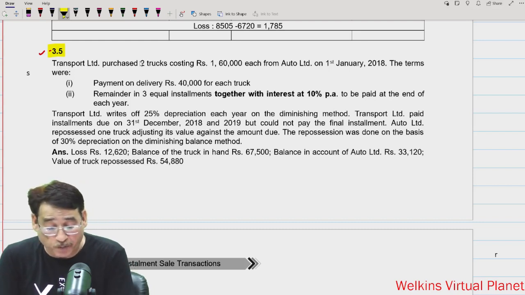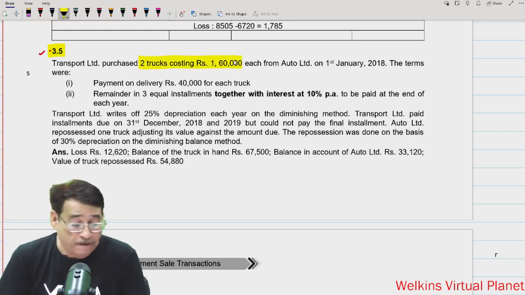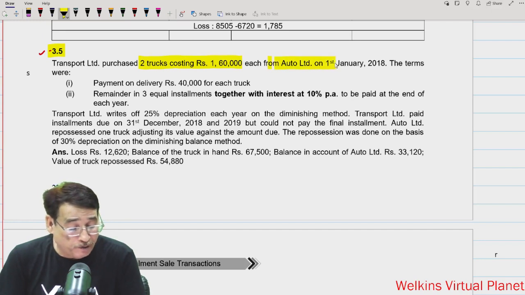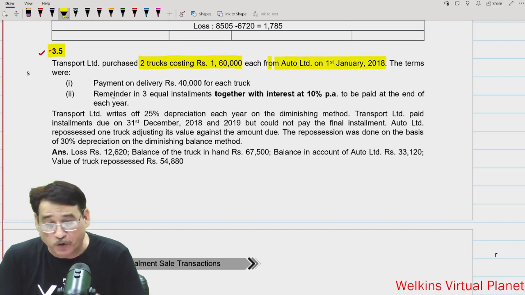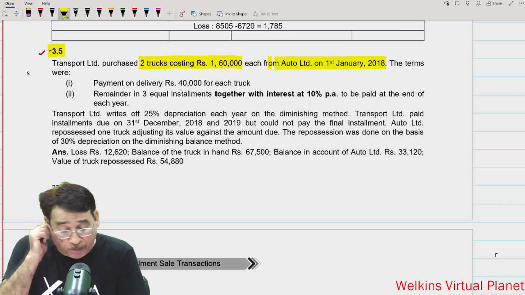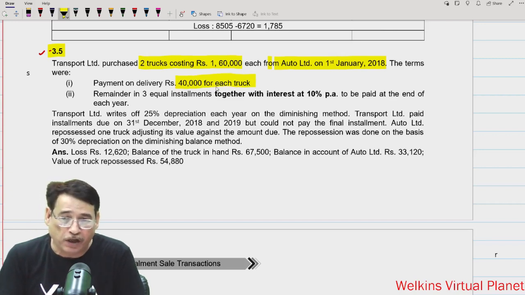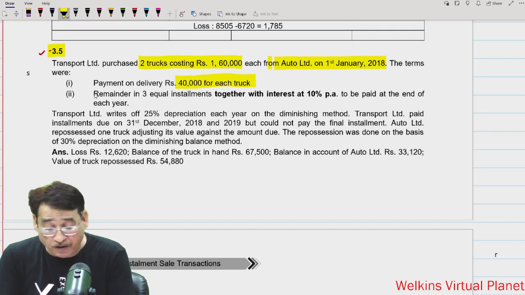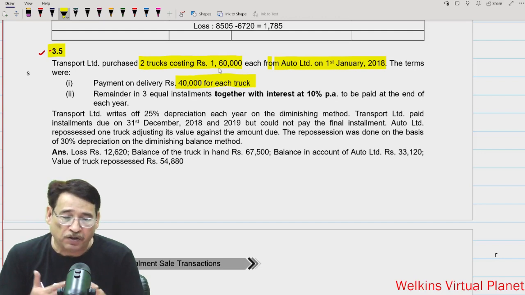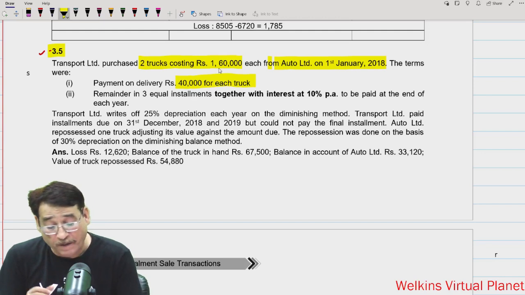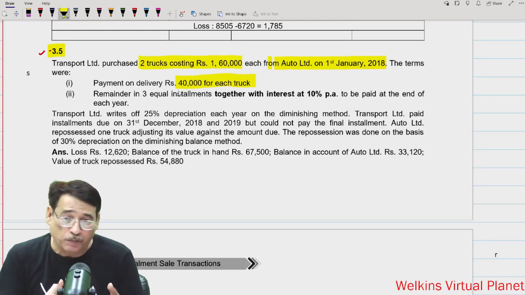So Transport Limited purchased two trucks. In this particular case, two trucks costing 1,60,000 each from Auto Limited on 1st of January 2018. The terms were that we are supposed to pay rupees 40,000 each. Very important, 40,000 each. That means your down payment will be equal to 80,000. Since you have purchased two trucks for 1,60,000 each, the total cash price is 3,20,000, and you are paying 80,000 rupees as the down payment.